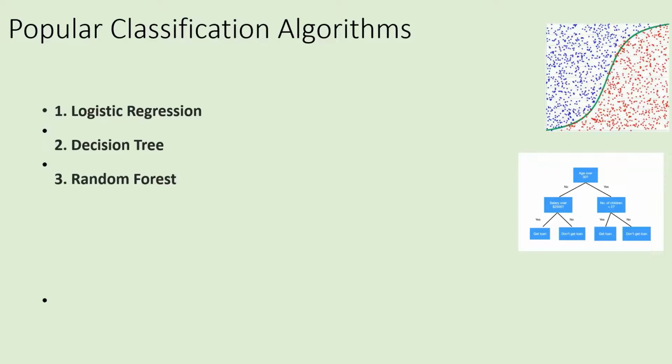The third algorithm is random forest. Random forest is a collection of decision trees. It is a common type of ensemble methods which aggregate results from multiple predictors.